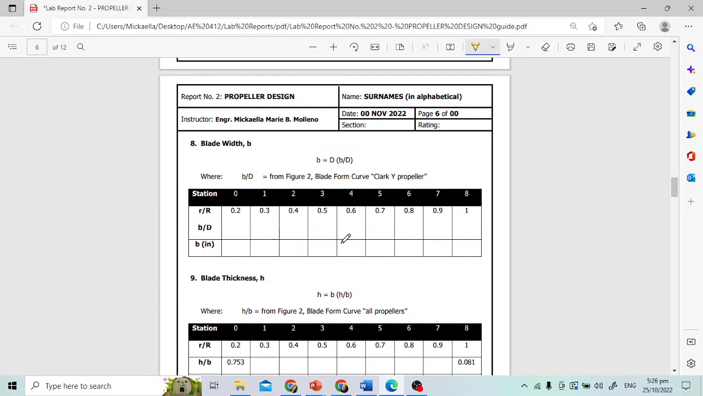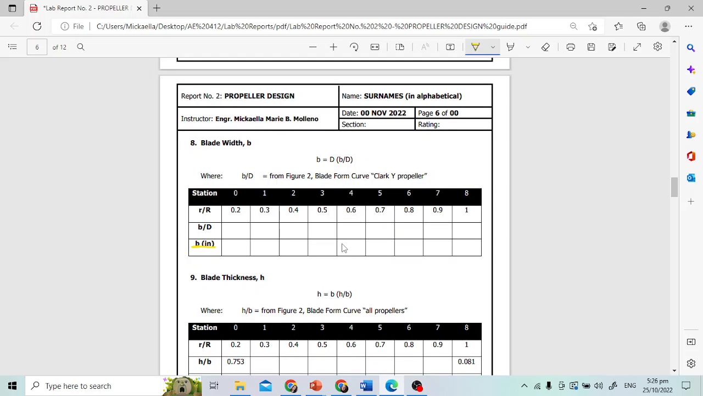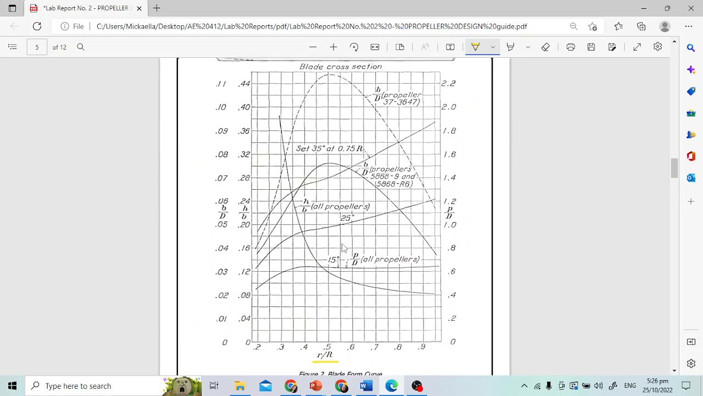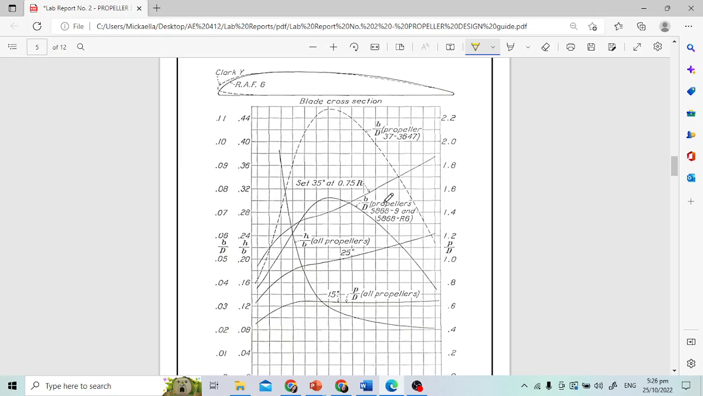Okay. Once you have your B over D, you can get the blade width, which is B, using this formula, basically. Okay. So, again, the blade width B should be in inches. Okay. I hope you are following. So, again, yung curve na tinignan natin is itong curve na to, B over D.